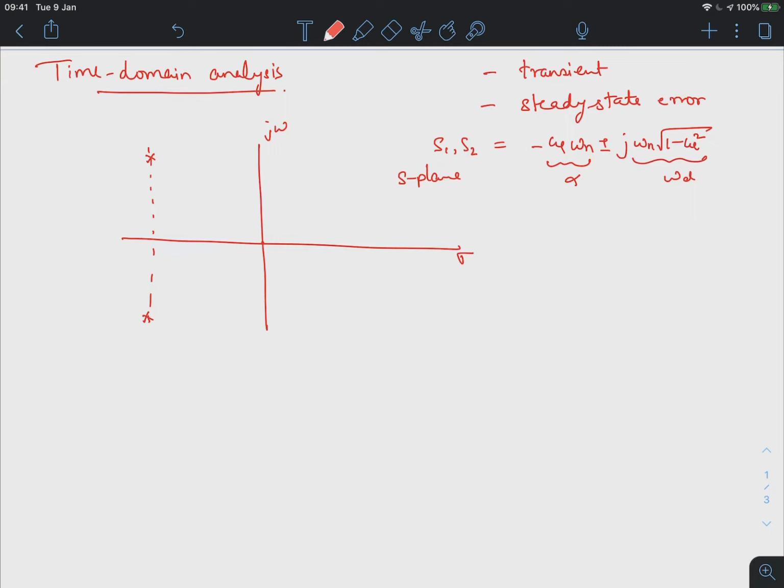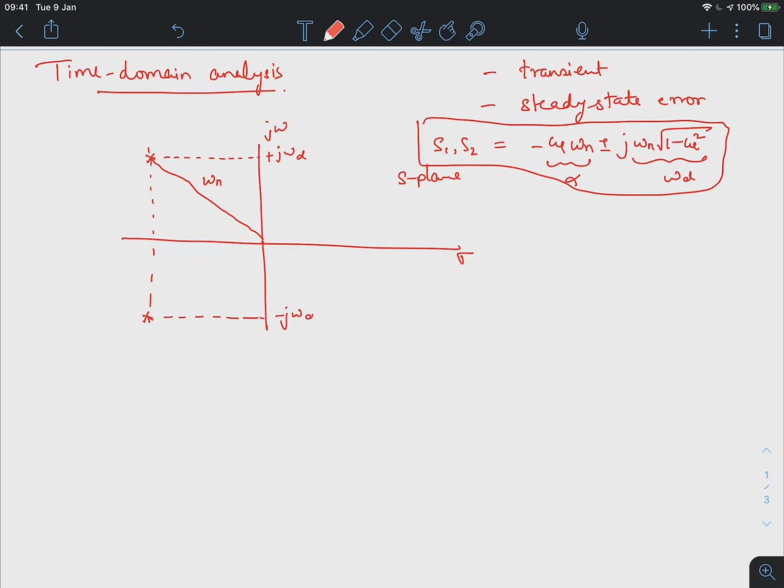So what does this geometrically mean? The roots what we have seen. If I draw a straight line from either of these poles, the length of this line would remain the same, either I draw it from here or from here. Okay, so the length of this line would be omega n, and the projection it would have on the y-axis is j omega d here, and minus j omega d here.